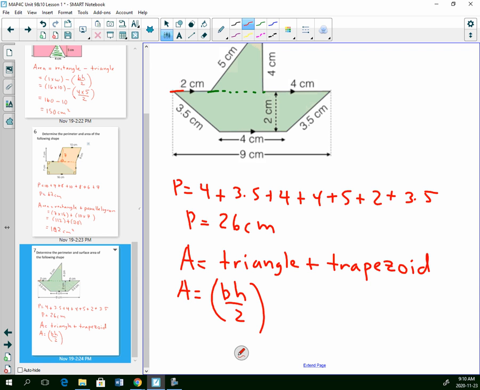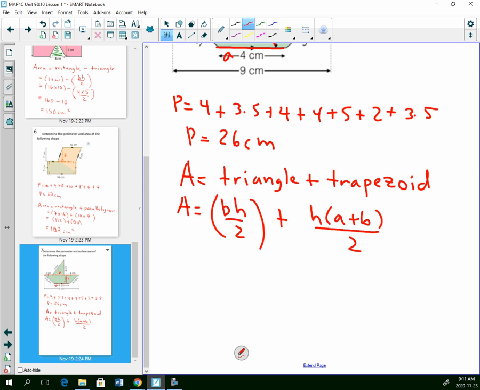The formulas are: triangle is base times height divided by 2. And a trapezoid is A plus B, the lengths of the two parallel lines, times the height, which is the perpendicular height, divided by 2. So we'll call the two parallel sides A and B, and you have to have a perpendicular height, not a slanted height. Then we'll just plug in the numbers.